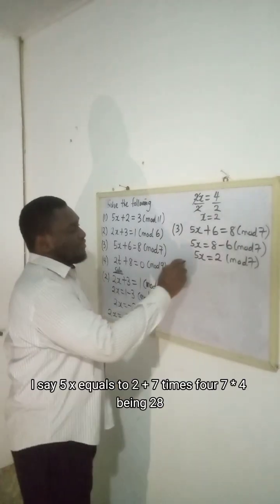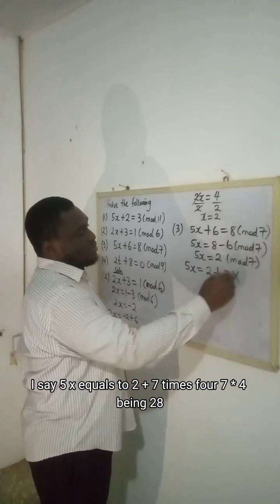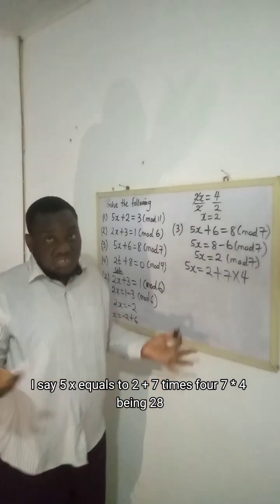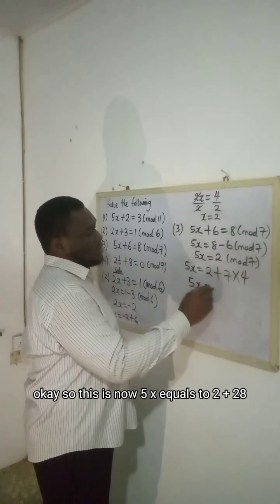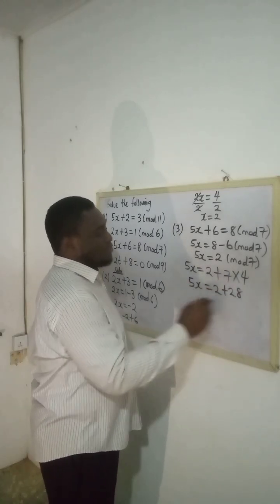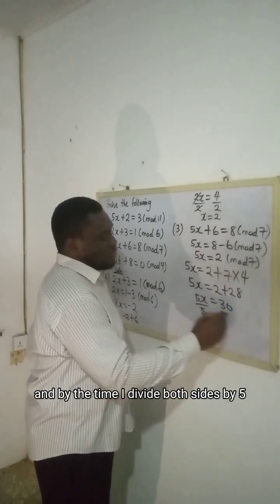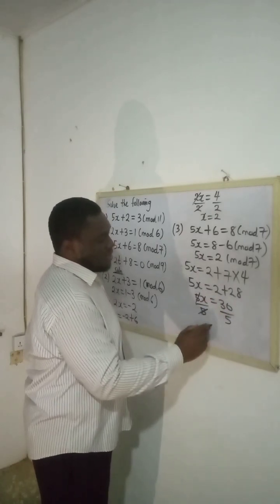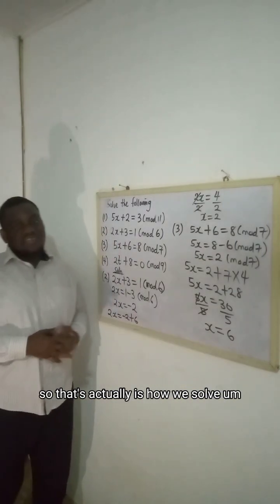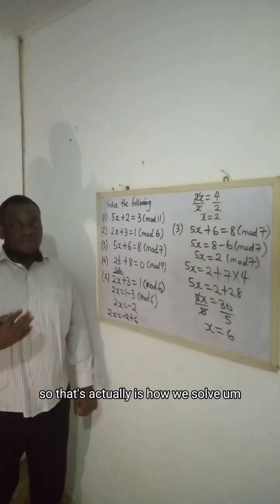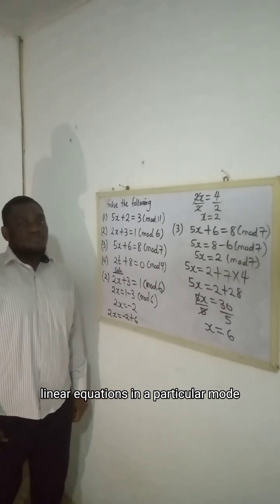So I just do that. I say 5x equals 2 plus 7 times 4, 7 times 4 being 28. So this is now 5x equals 2 plus 28. 5x equals 30. And by the time I divide both sides by 5, x is just equal to 6. So that is how we solve linear equations in a particular mod.